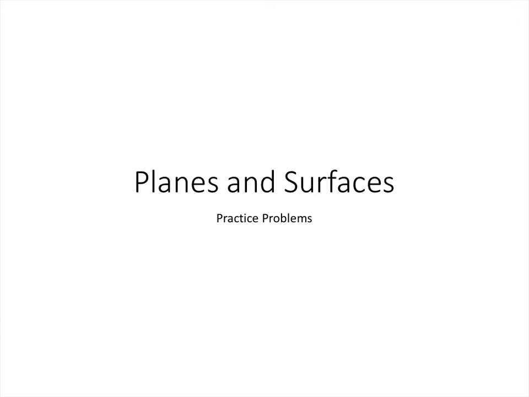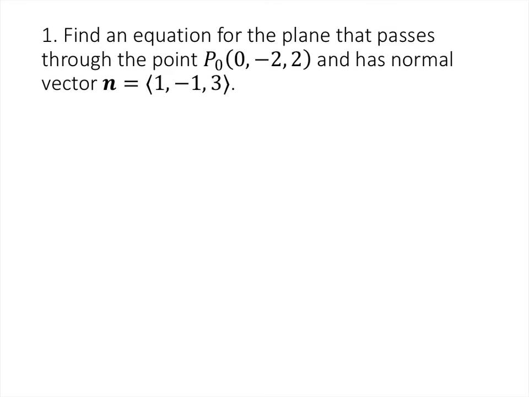This video contains the solutions to the planes and surfaces practice problems. For this first question, we're given a point and a normal vector and asked for an equation for the plane that passes through that point with that normal vector. And this is really the perfect amount of information that we want. This is exactly what we want to use our formula for the equation of a plane.